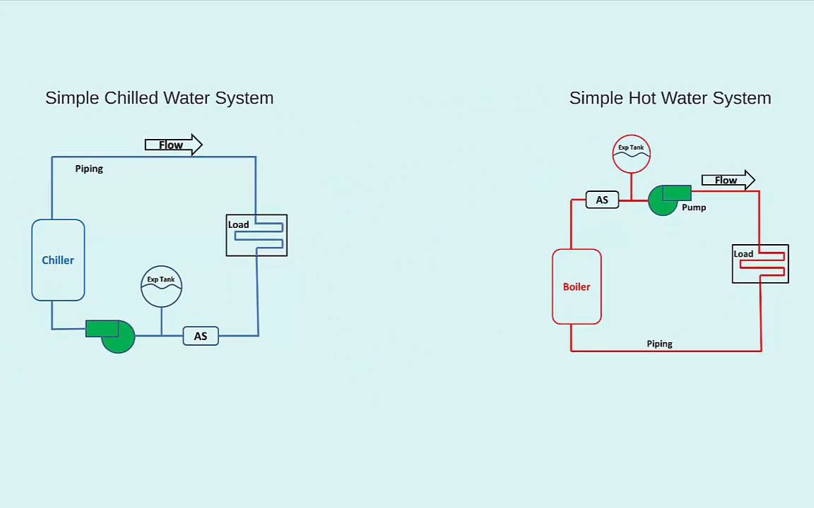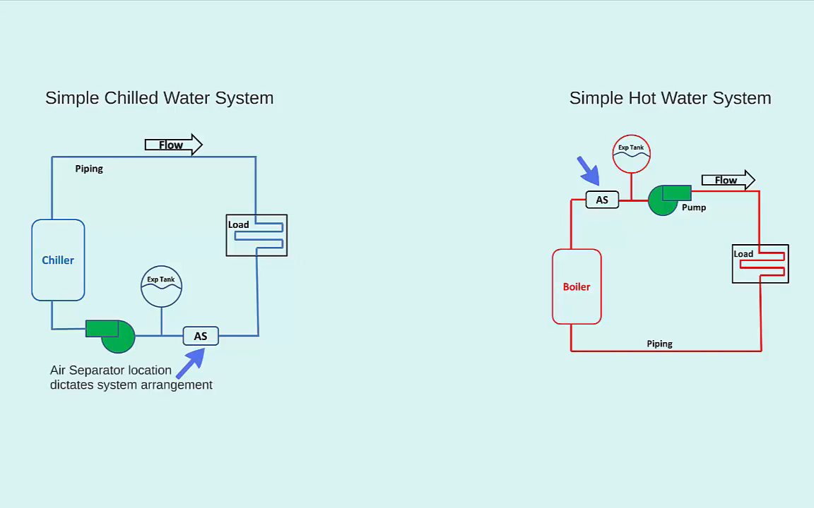Let's compare this simple diagram of a hot water system with a similar diagram of a chilled water system. Aside from the fact that we replaced the boiler with a chiller, we have all the same components. However, their locations with respect to each other have changed a bit. In particular, the air separator and expansion tank are still on the suction side of the pump, but now the pump is before the chiller. In a hot water system, the pump comes downstream of the boiler. The reason for this discrepancy here comes from the required location of the air separator.